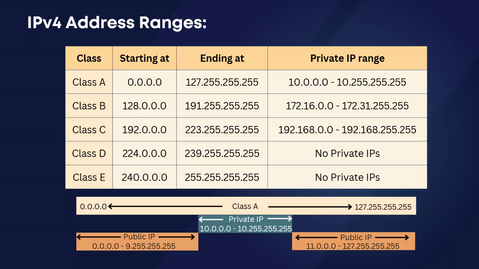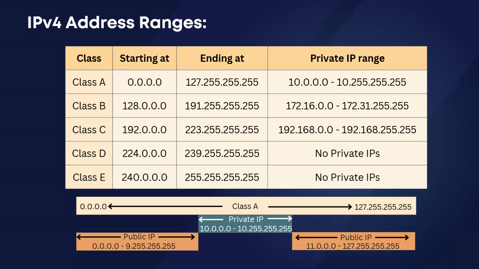Same structure in class C as well. Between 192 and 223, there's a small private IP set, 192.168.0.0 to 192.168.255.255. Any IP between this range is a private IP, and any IP outside this range is a public IP. Class D and Class E have no private IPs at all. These are the exceptions. All IPs in Class D and Class E are public IPs itself.